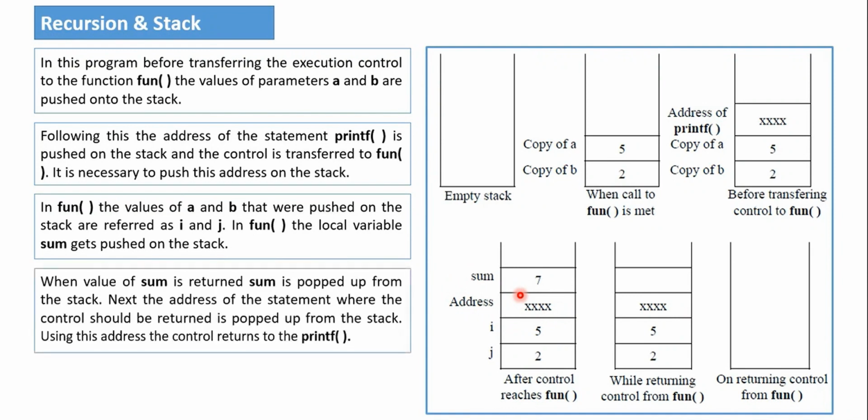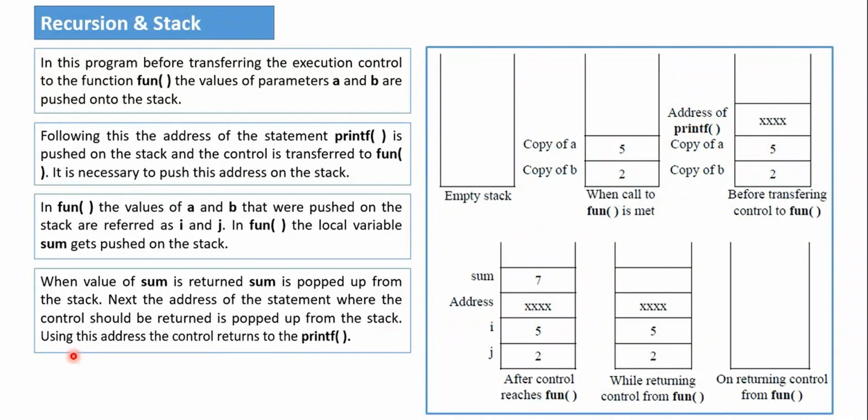Now when the value of sum is returned, sum is popped from the stack. That means when sum is calculated, it is returned to the main function, so it is removed from the stack. Next, the address of the statement where the control should be returned is popped from the stack. That means the address we have to go to after returning the sum, which is the main function, that is, the printf. So it is popped from the stack.